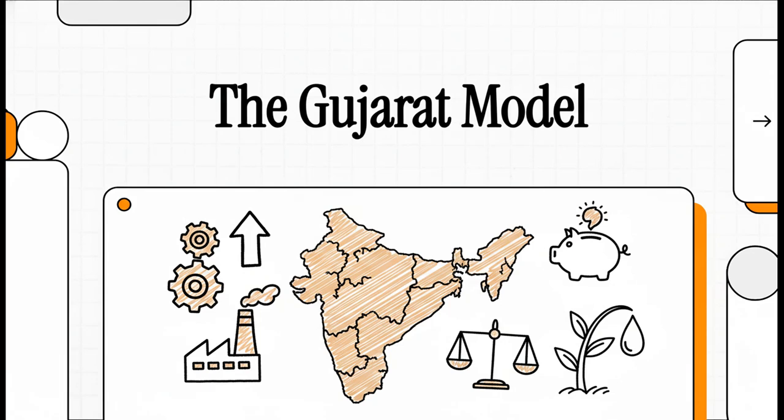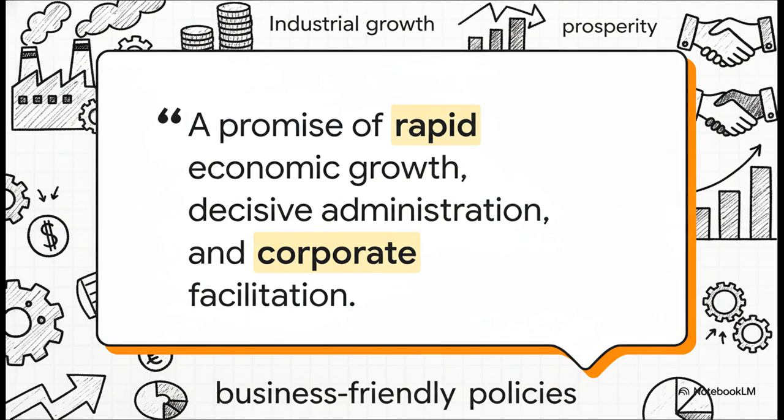All right, today we're going to dig into one of modern India's most influential and, yeah, most debated economic experiments, the Gujarat Model. For years, it was held up as this perfect blueprint for national success. But what was really going on behind the headlines? At its core, the model was built on this incredibly simple but really powerful promise.